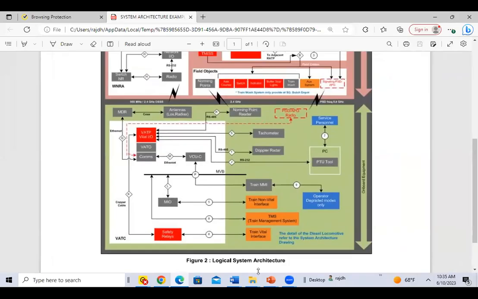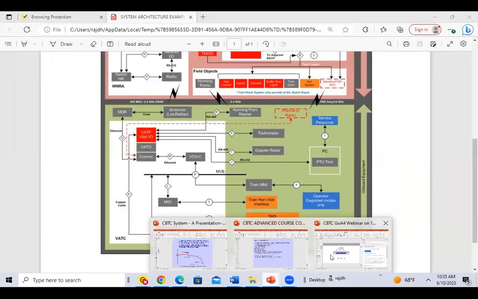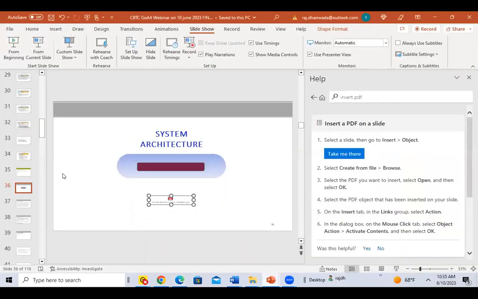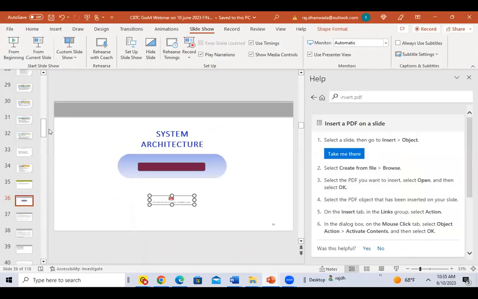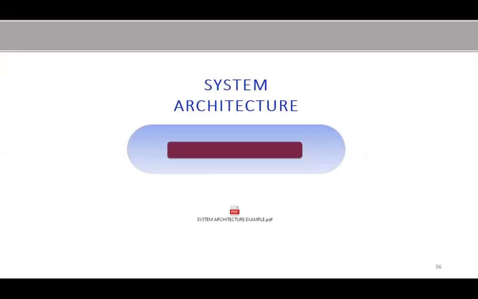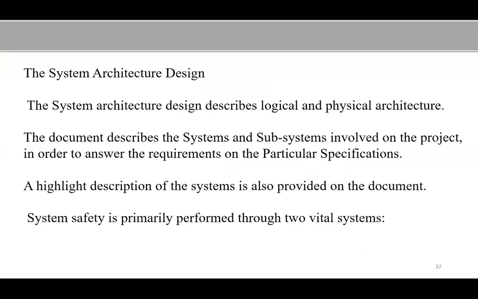Now I'm moving back to the slide I was showing you. In a nutshell, that is how the system architecture is shown in the separate PDF file for the design that you are going to do. Now come to the next slide. This is a briefing about the system architecture, which describes the logical and physical architecture of the system, what specifications are required for the system to be implemented, what documents are to be provided, and also what the vital systems are.